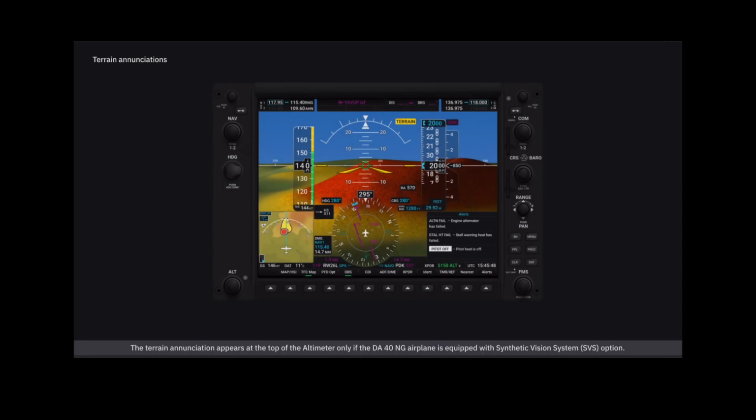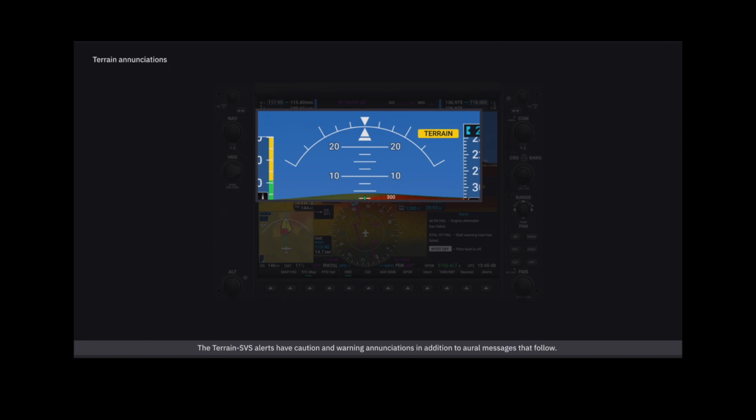The terrain annunciation appears at the top of the altimeter, only if the DA40 NG airplane is equipped with the synthetic vision system option. The terrain SVS alerts have caution and warning annunciations, in addition to aural messages that follow.